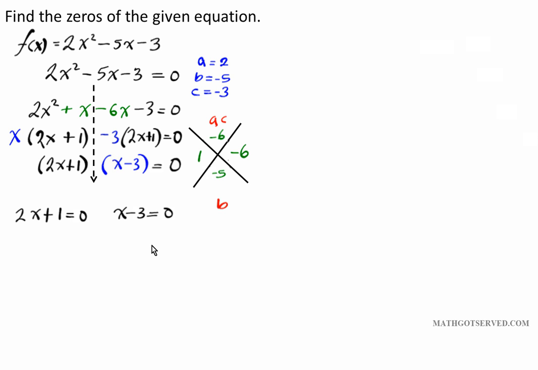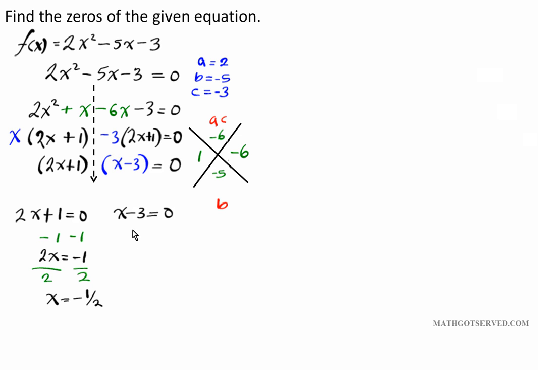To solve the first one, we can do this easily by subtracting 1 from both sides and dividing by 2. Okay? Let's go ahead and do that. Subtract 1 from both sides. That yields 2x equals negative 1. And then you proceed to divide both sides by 2 to isolate x. And then we have x equals negative 1/2. Now that is the first root of the quadratic function, or the first zero of the polynomial function.